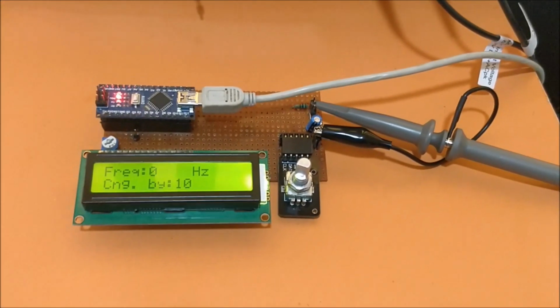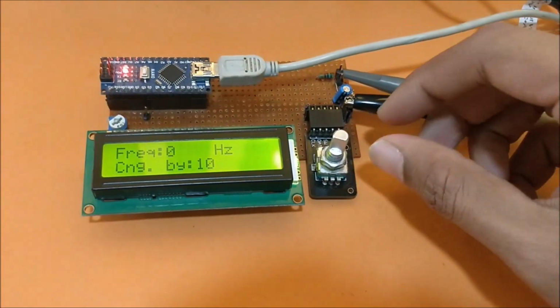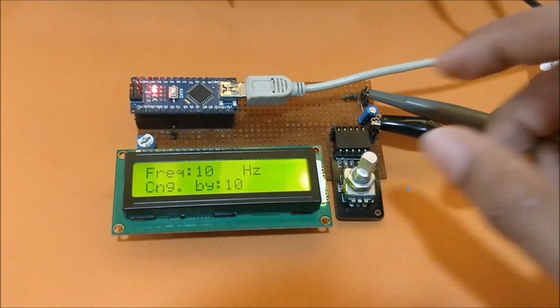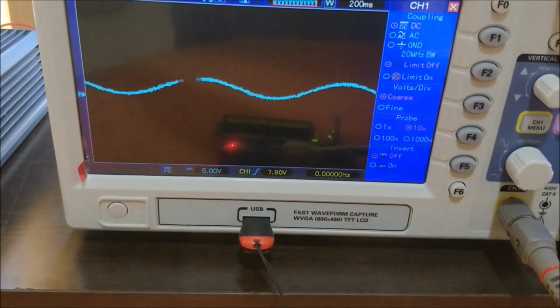Now to show you the sine wave, I have changed the probe again to the second pin. Similarly, let's set a frequency. I will increase it by 10. Let's put it at 10, and you can see the sine wave being generated.